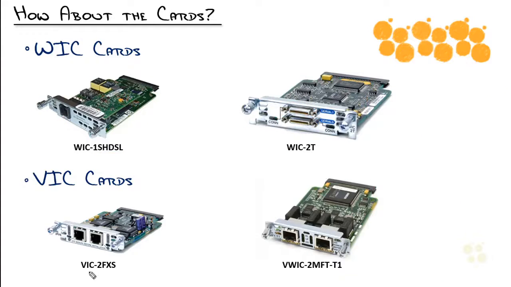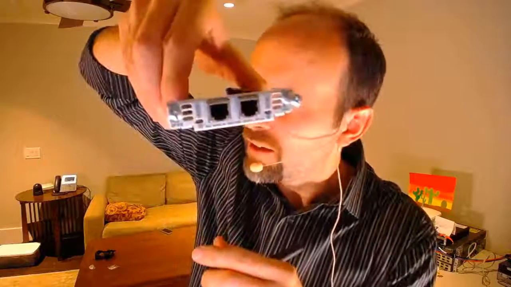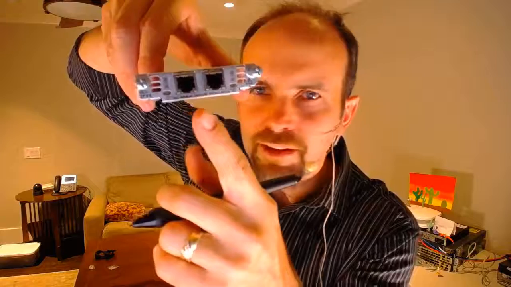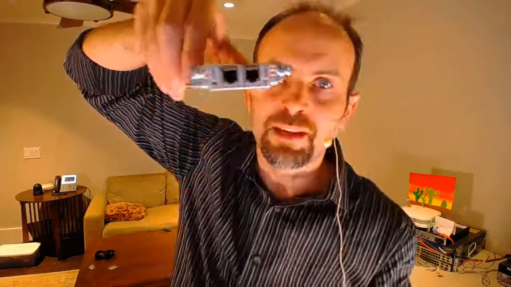When it comes to the VIC cards, this is literally what I'm holding in my hand right now. I haven't put it down. Can you see it? VIC2 FXS, right there. FXS gives two foreign exchange stations. It took me a sec to remember that in foreign exchange, the X is the big station.